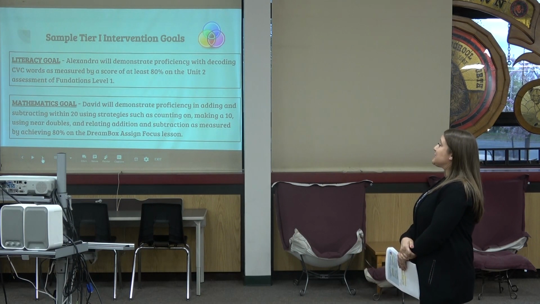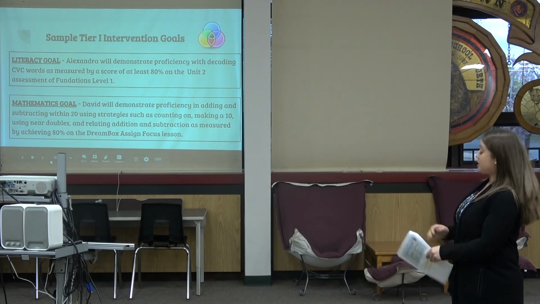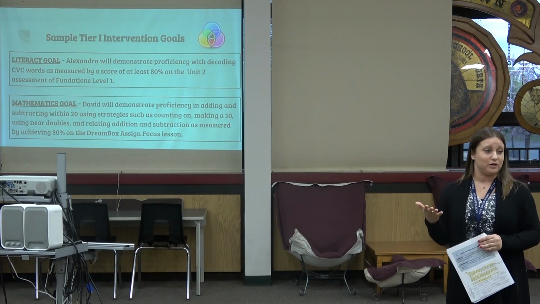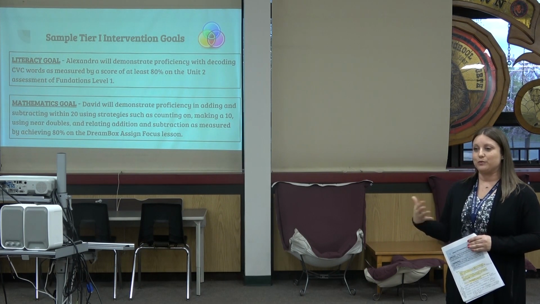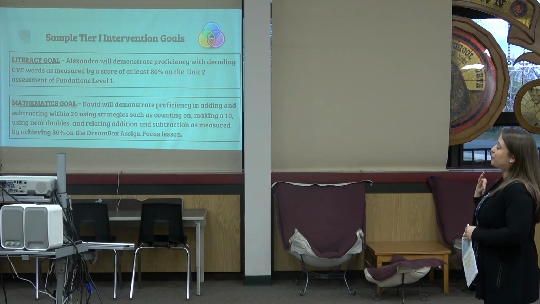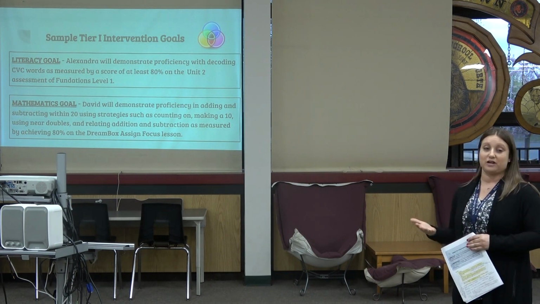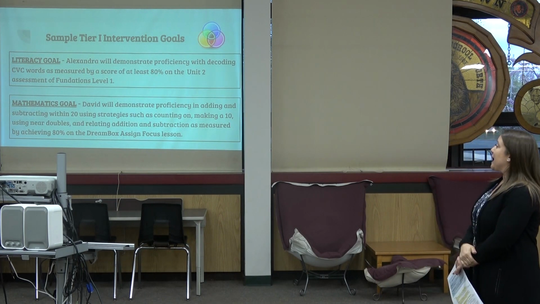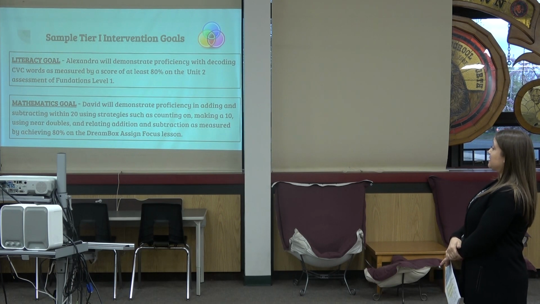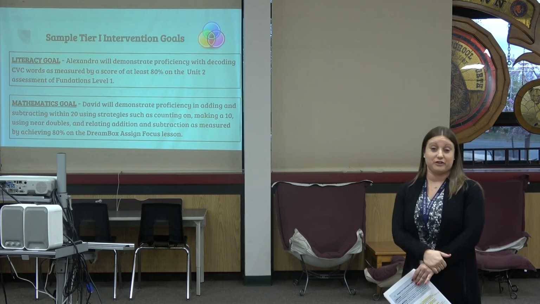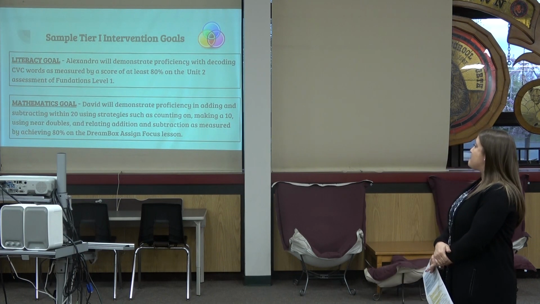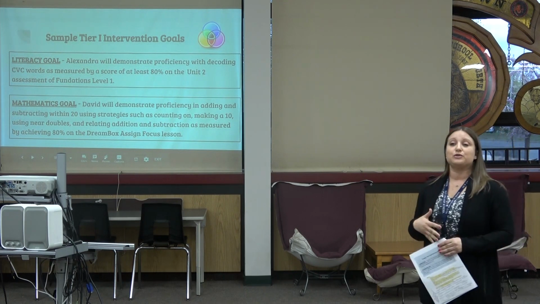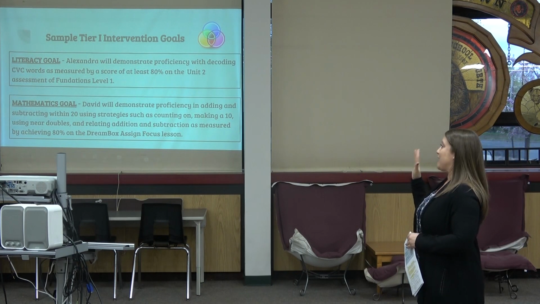So this is a specific goal because it's measuring their decoding of CVC. So CVC are consonant, vowel, consonant words. They're 3 letters, 3 sounds in the word. And that's holding her back with decoding unknown words, with solving unknown words. So she will see that in reading and with writing. And so we're asking that it's measured by a score of at least 80% because that's what we determine to be proficient. And the Unit 2 assessment for Foundations, that's one of the assessments that we use to monitor the progress. So that's where that all comes in.